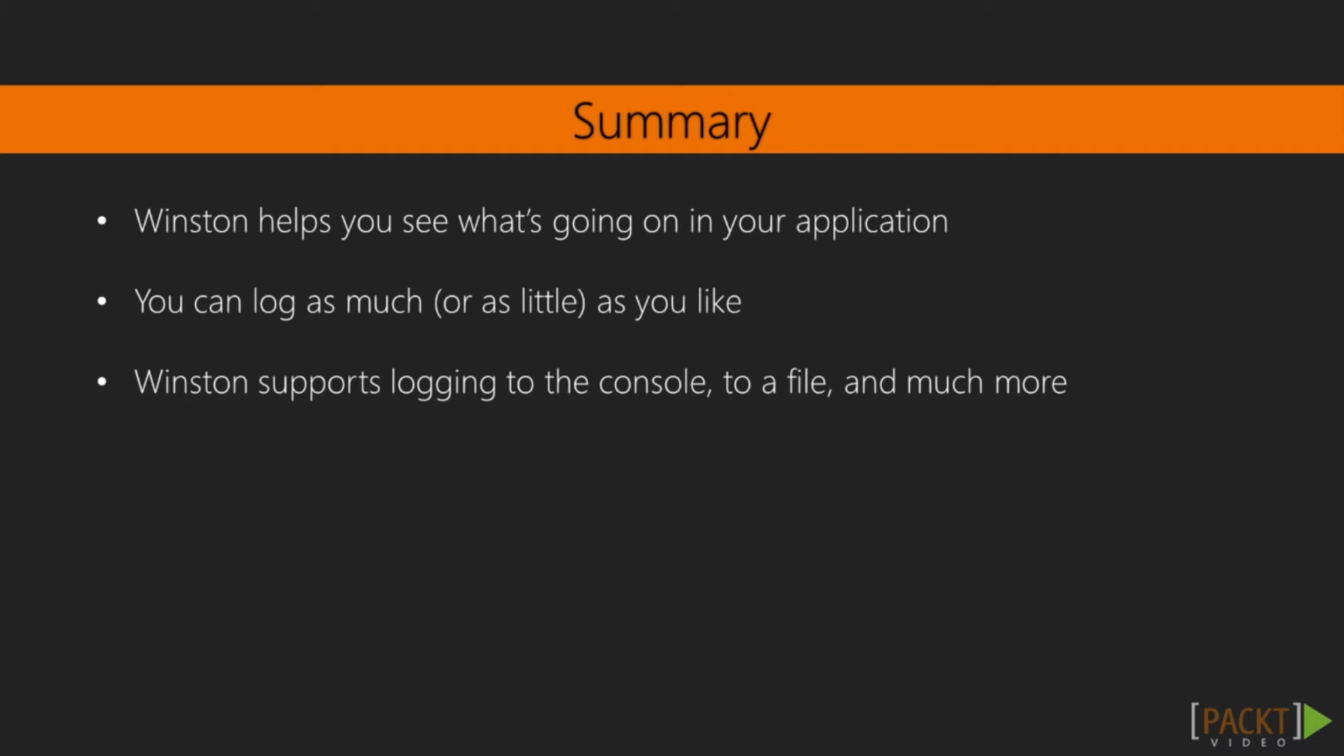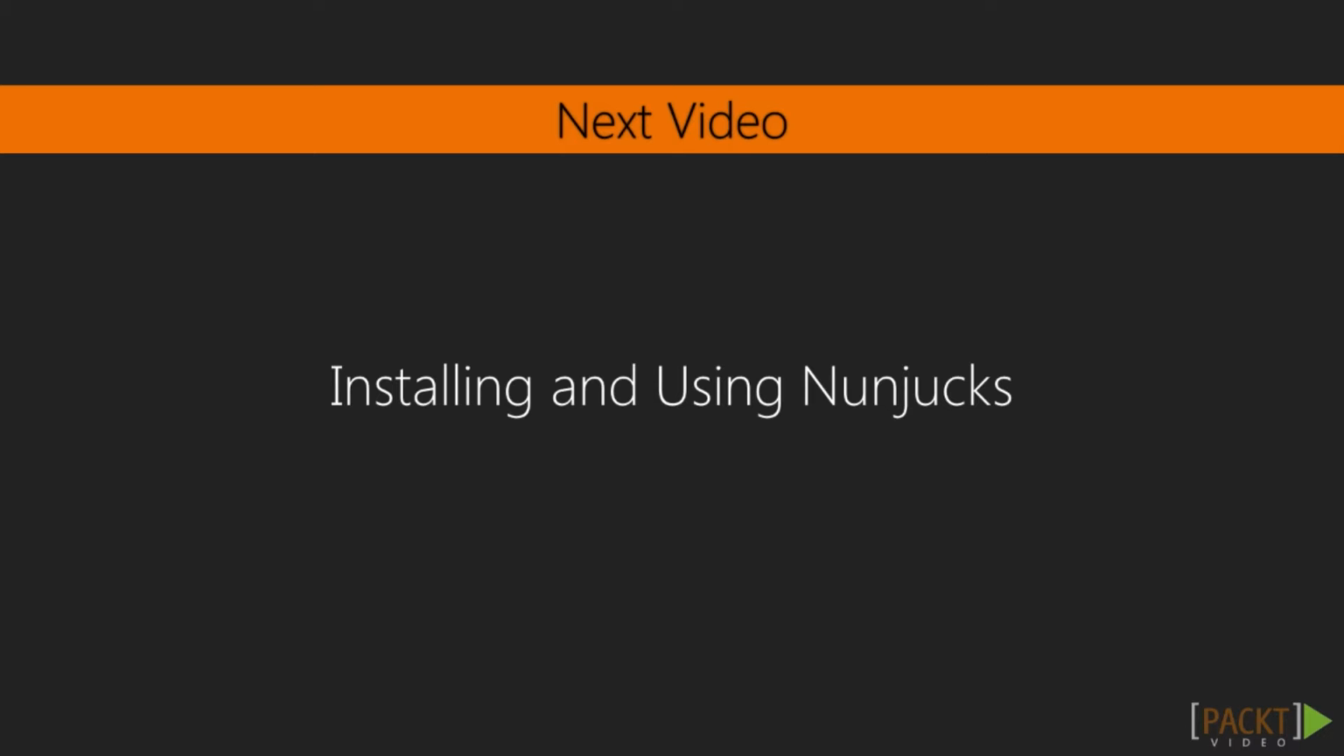Conclusion. Winston is an awesome library for keeping track of what's going on inside your application. You can use it as little or as much as you like. You can use it just like console.log if you want to, but you can do much, much more. Next time, we'll actually start to build our application. We'll be installing Nunjucks, my templating framework of choice, and configuring it to work with Express.